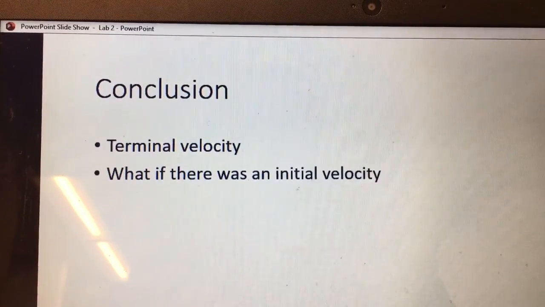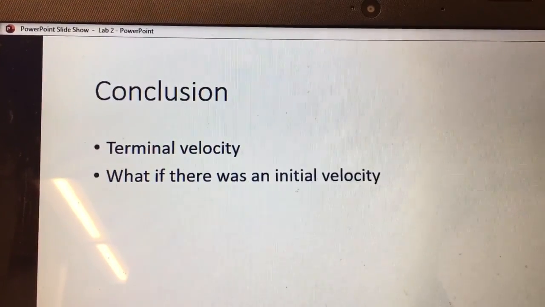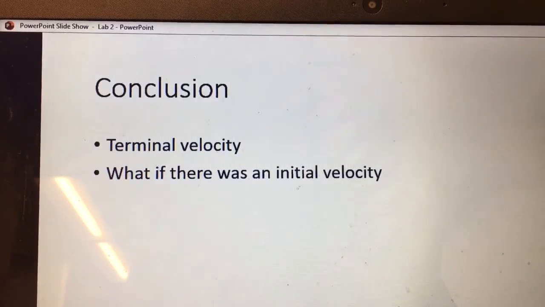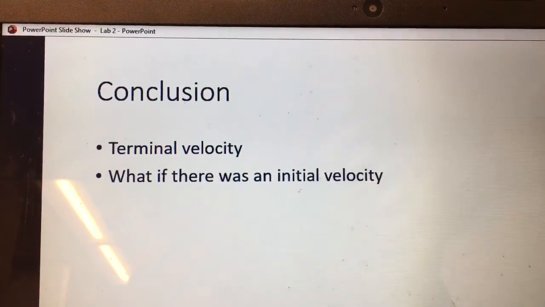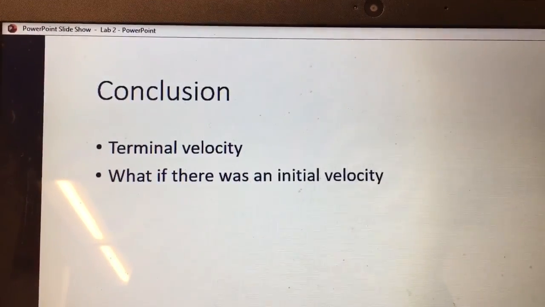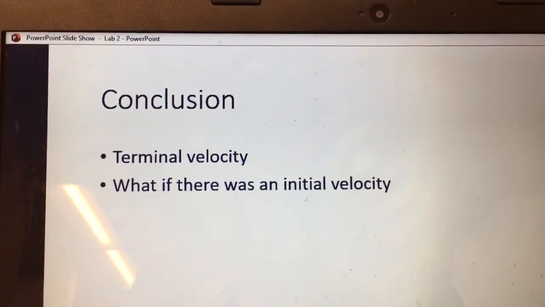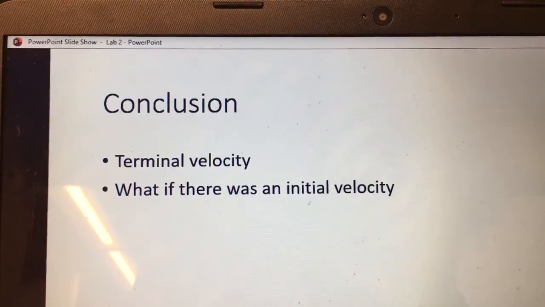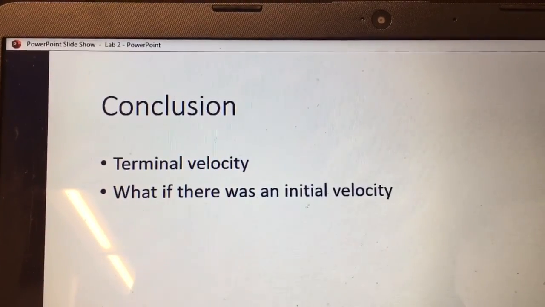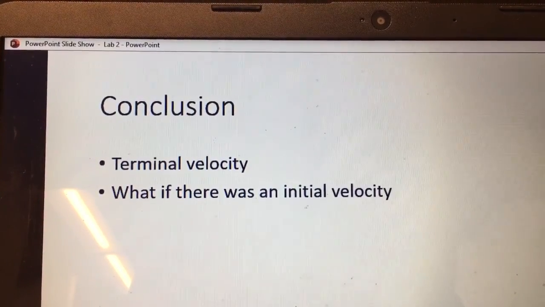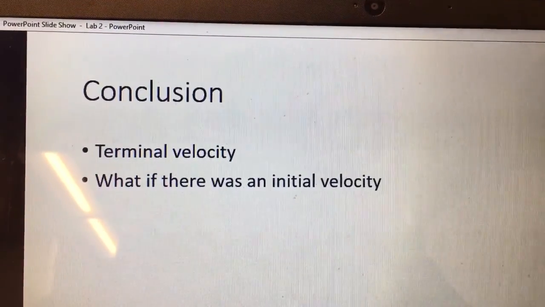Because the drag force is proportional to the velocity squared, there becomes a velocity where the sum of the forces is zero. This is called terminal velocity. No matter how fast you could throw the ball at the beginning downwards, the object would still go to terminal velocity. This concludes my lab.